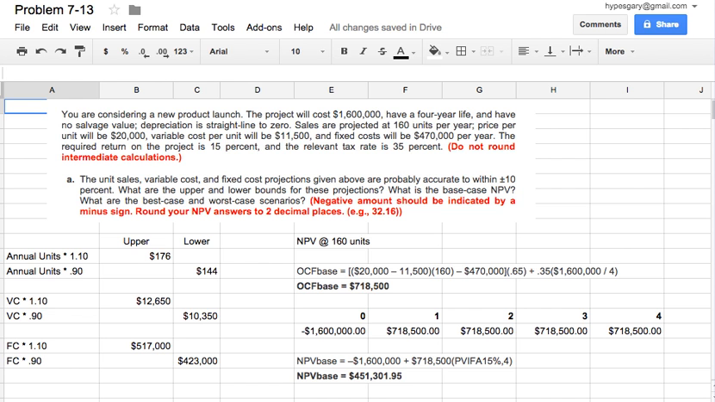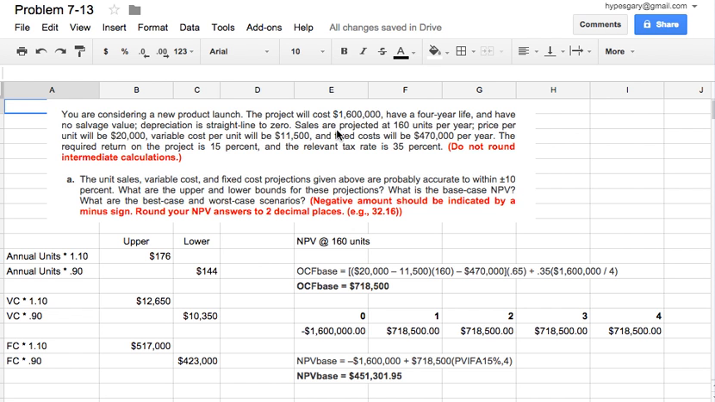To provide some assistance to you in the homework this week, I've picked problem 7-13 to give you a brief overview. As you can see from the problem, we're considering a new product launch. The project will cost $1,600,000 and have a 4-year life and have zero salvage value at the end. Depreciation is a straight line to zero then.